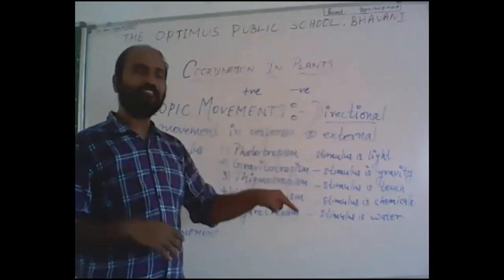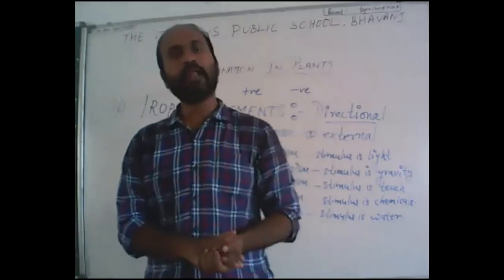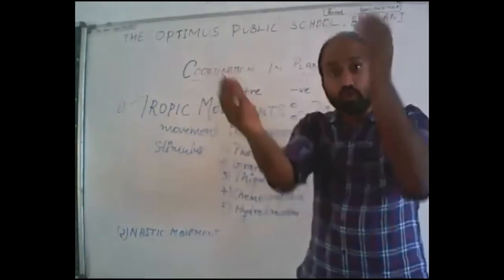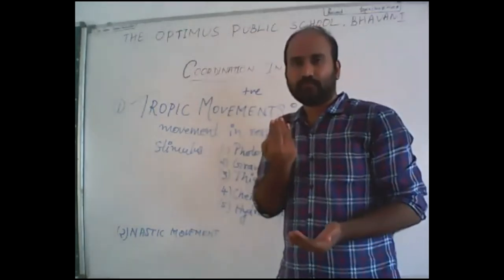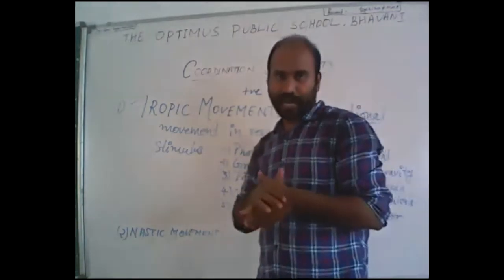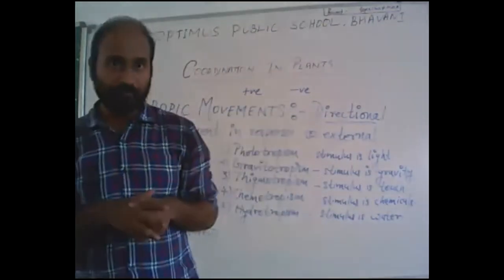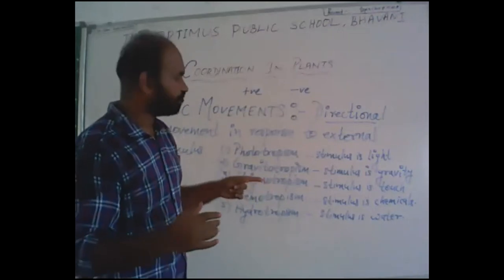Gravitotropism. Here, gravity is the stimulus. Actually, the shoot part of the plant grows away from gravity, and the root part grows towards gravity. Okay, clear. So that is gravitotropism.